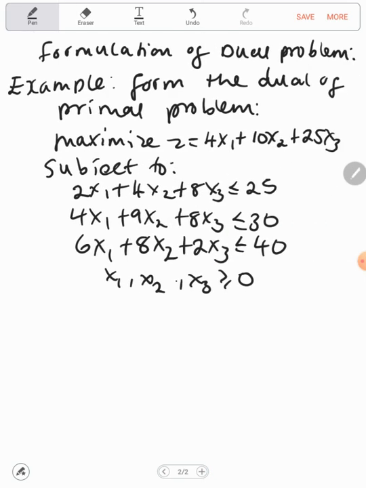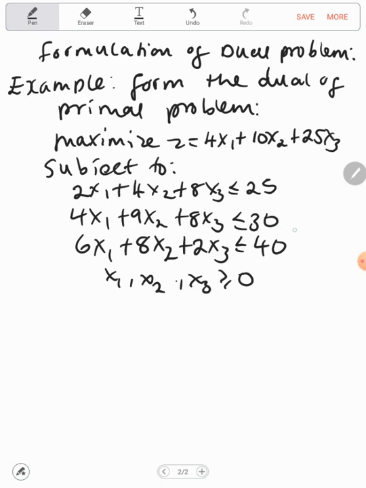Now, if you want to form a dual problem, you've been given an example here where you have to form the dual of the primal problem. So it depends on the problem that you'll be given. If it's a maximization or minimization, the type of sign that you have on your constraints, everything will change when you want to formulate a dual problem. So I'm going to give you different examples so that you see how the problems change from the primal problem to the dual problem.